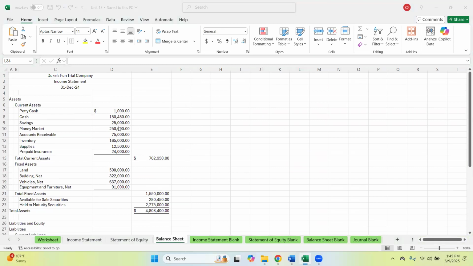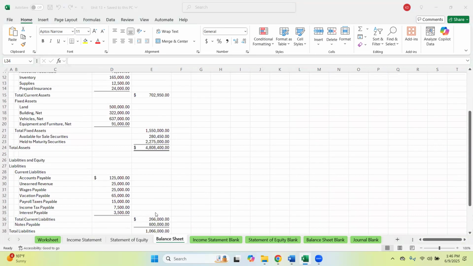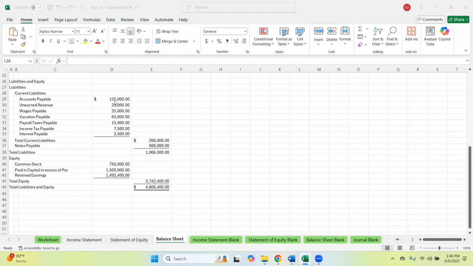I'm listing all my current assets. I total them. I list all my fixed assets and total them. I list my investments, my available for sale securities and my held to maturity securities. There's my total assets. Then I come down here, list my current liabilities and my long-term liabilities, and add them together. Then all my equity. Now look, that's the new retained earnings balance, 1,492,400. I list that, add those three, and 4,808,400, boom, boom. It's perfect. And that's what we want to see.